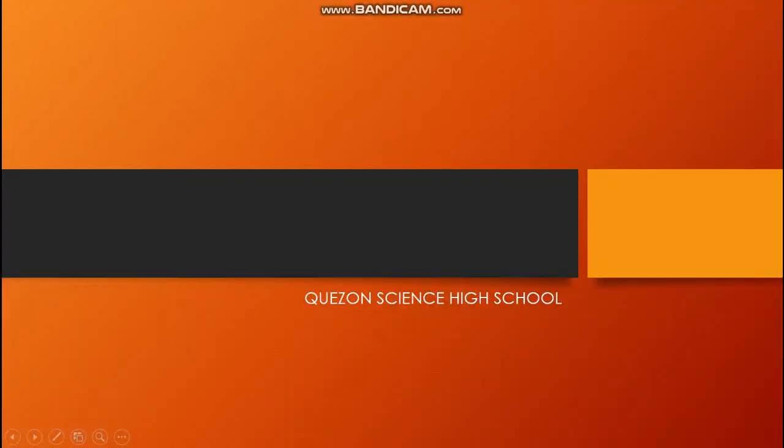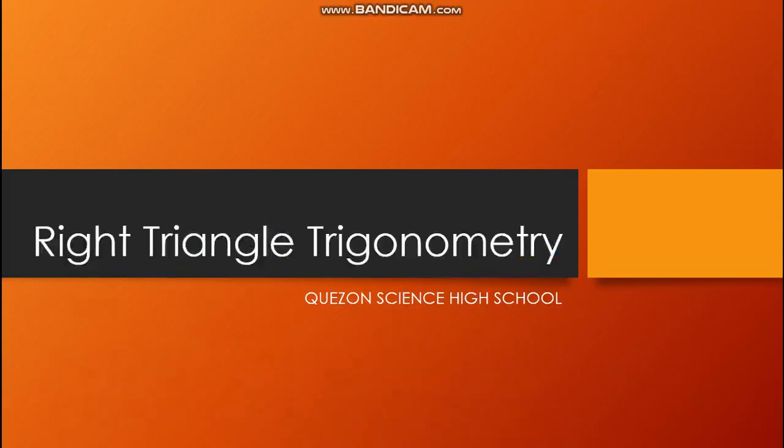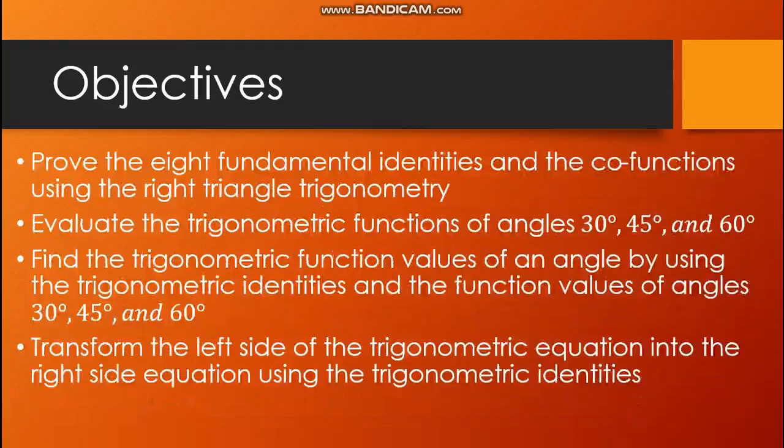Today, in this video, we're going to study the topic about right triangle trigonometry. Okay, and here are our lesson objectives. At the end of the lesson, you will be able to prove the 8 fundamental identities and the co-functions using the right triangle trigonometry. Second, evaluate the trigonometric functions of angles 30 degrees, 45 degrees, and 60 degrees.